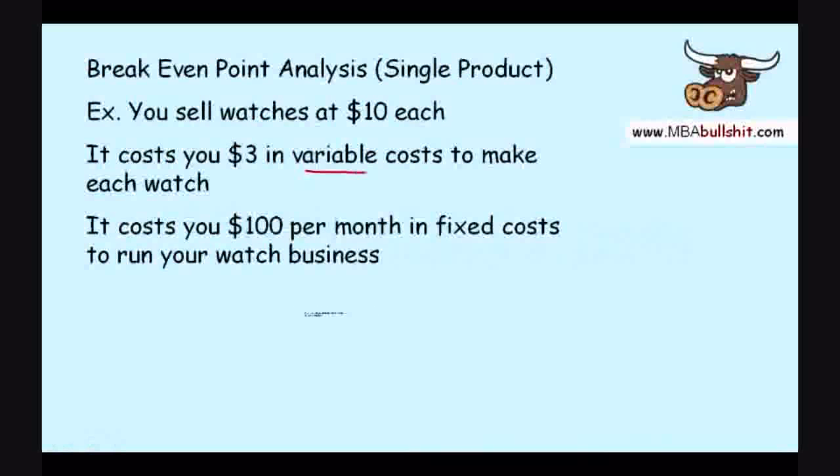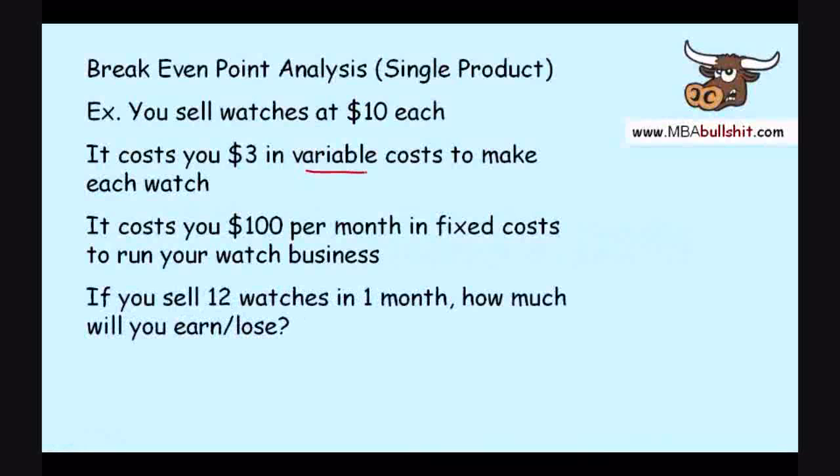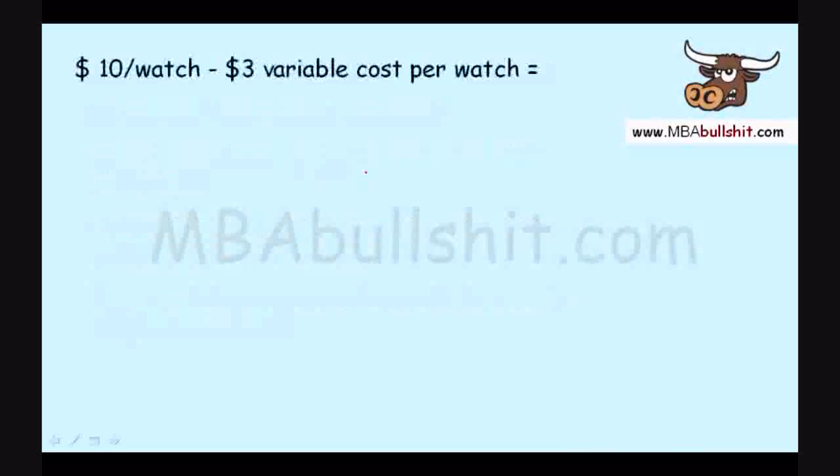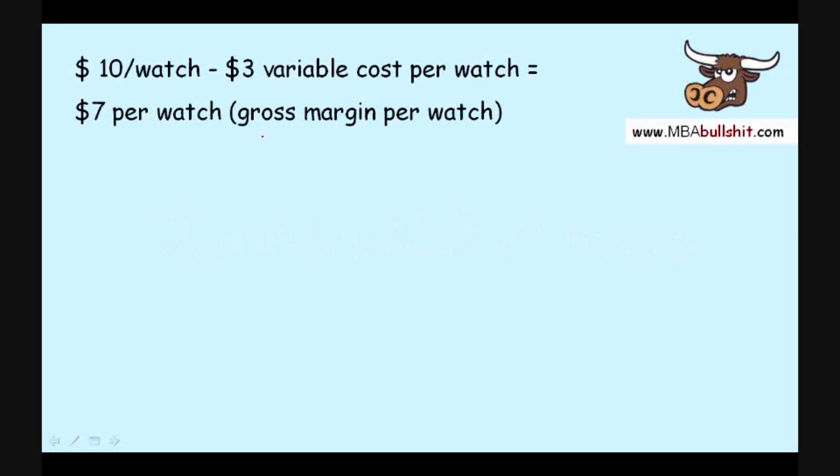So now if you sell 12 watches in 1 month, how much will your business earn, or how much will your business lose? Alright, so to do that, we use this formula. First we look for the gross margin per watch. You're selling it at $10 per watch, and it costs you a variable cost of $3 to make each watch. So you make a gross margin of $7 per watch.